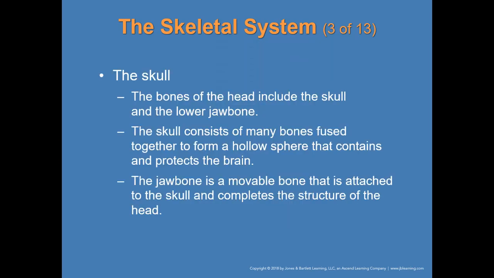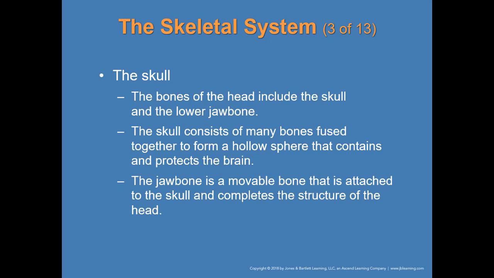So this skull, the bones of the head and the skull, there are several of them, and they're fused together, but the skull also includes the lower jawbone, or the mandible. Okay? Like I said, it consists of many bones fused together to form a hollow sphere. And basically what the sphere does is it's going to protect the brain. Okay? Because the brain is going to be the central system of the body. It's going to tell the body everything that it needs to do. So you want that protected.